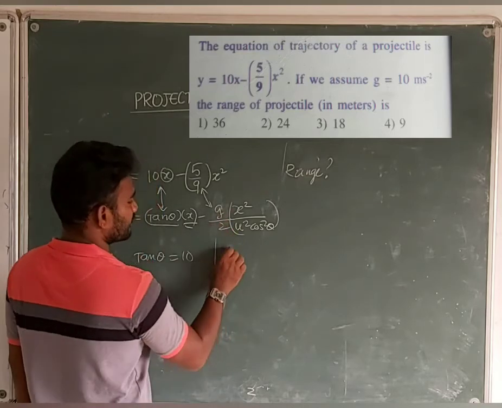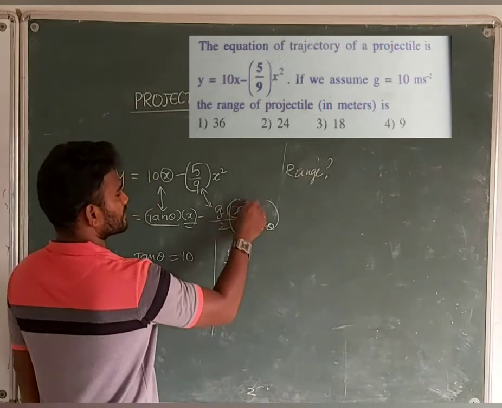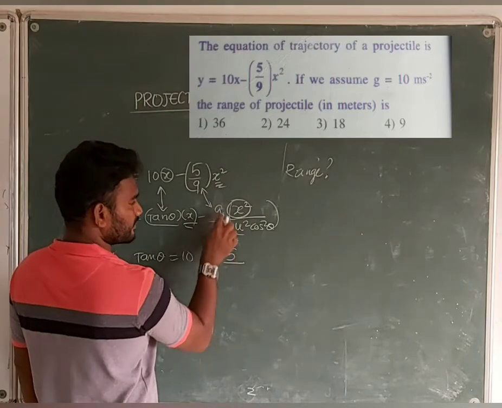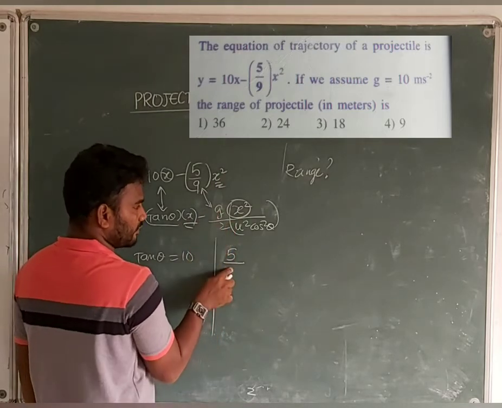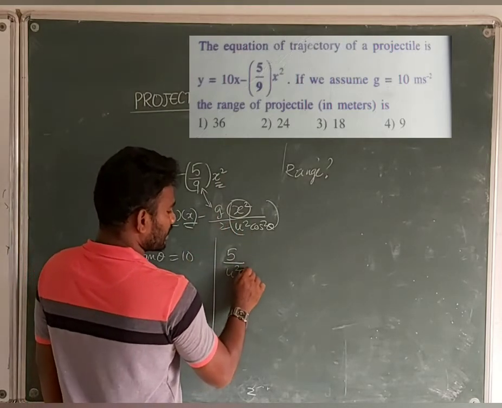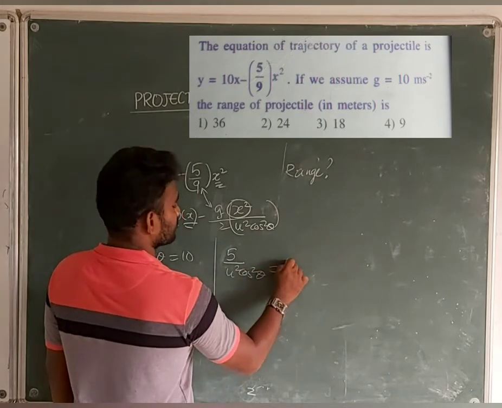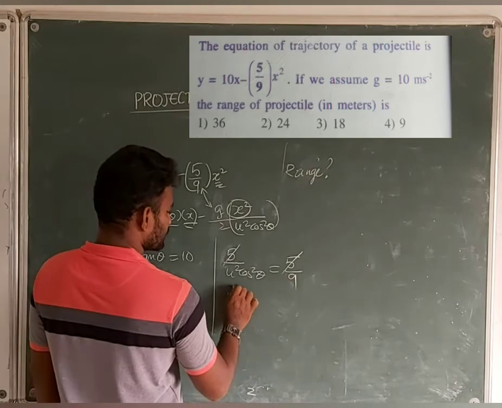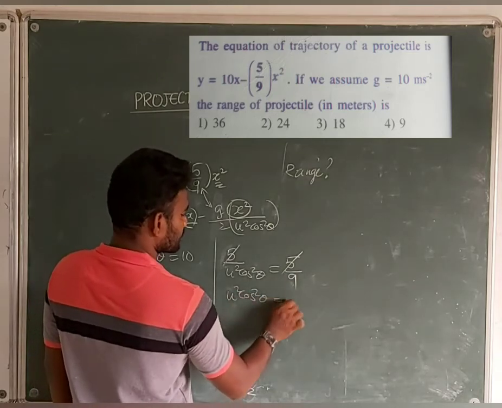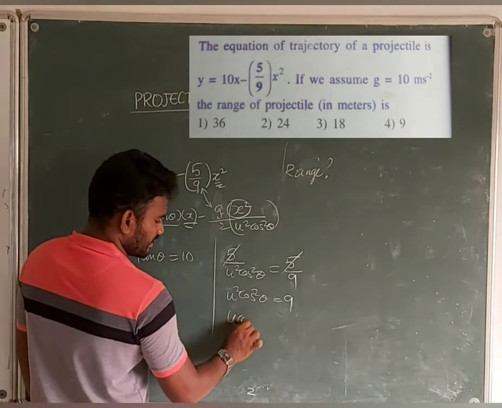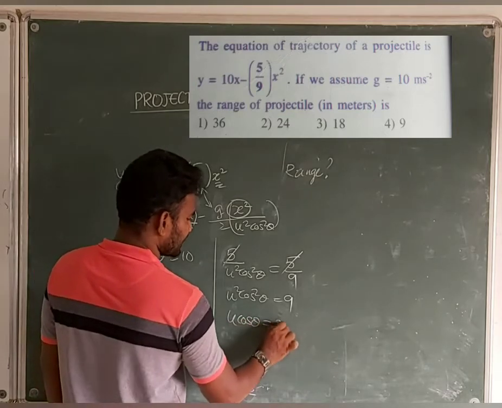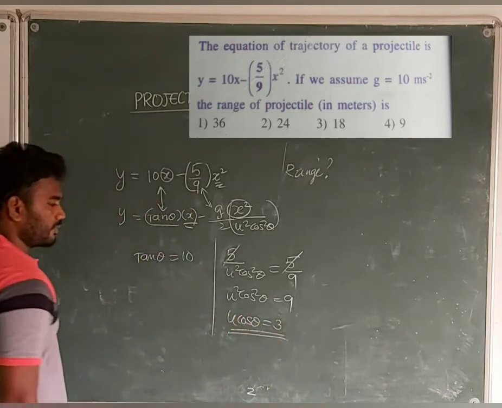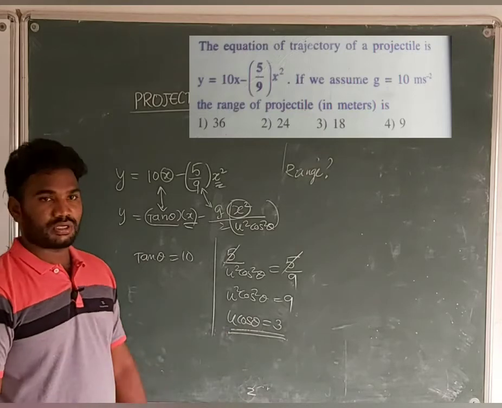Here g by 2 means 5. The x square component is g by 2, so 5 by u square cos square theta is equal to 5 by 9. So 5 cancels, and u square cos square theta is equal to 9. You will get u cos theta equals 3. I hope you understand up to u cos theta, you are clear.